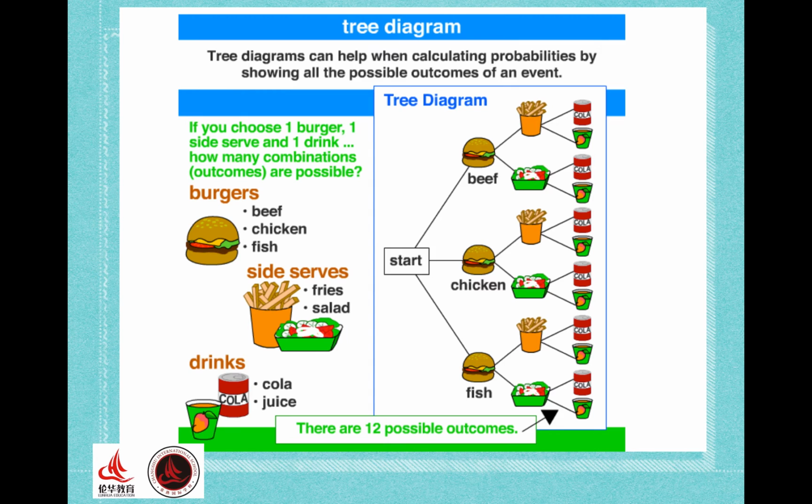Okay, so you can have beef, chips, and Coke. You can have beef burger, salad, and Coke. You can have chicken burger, chips, and Coke. You can have chicken burger, salad and Coke. You can have chicken burger, chips, and juice. So just have a look at all these possible combinations and see if it makes sense. So there are 12 possible outcomes.